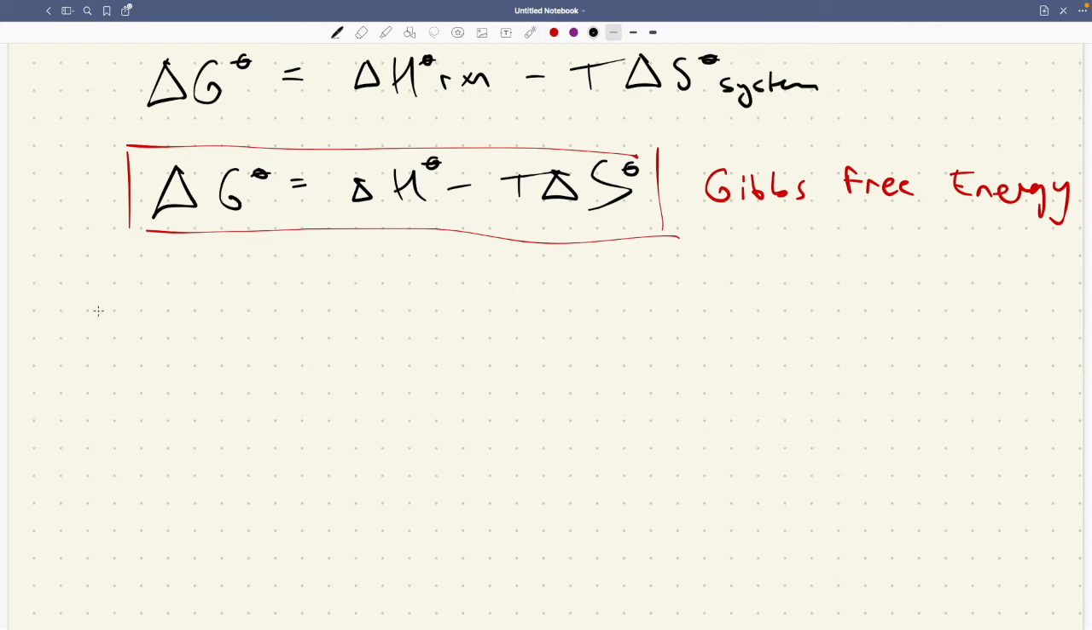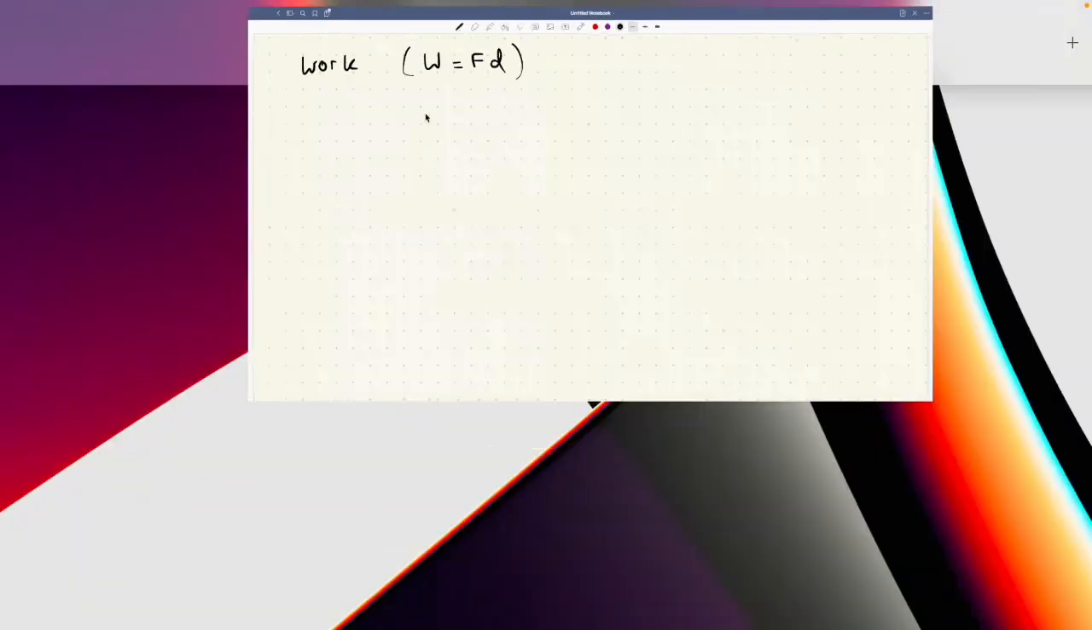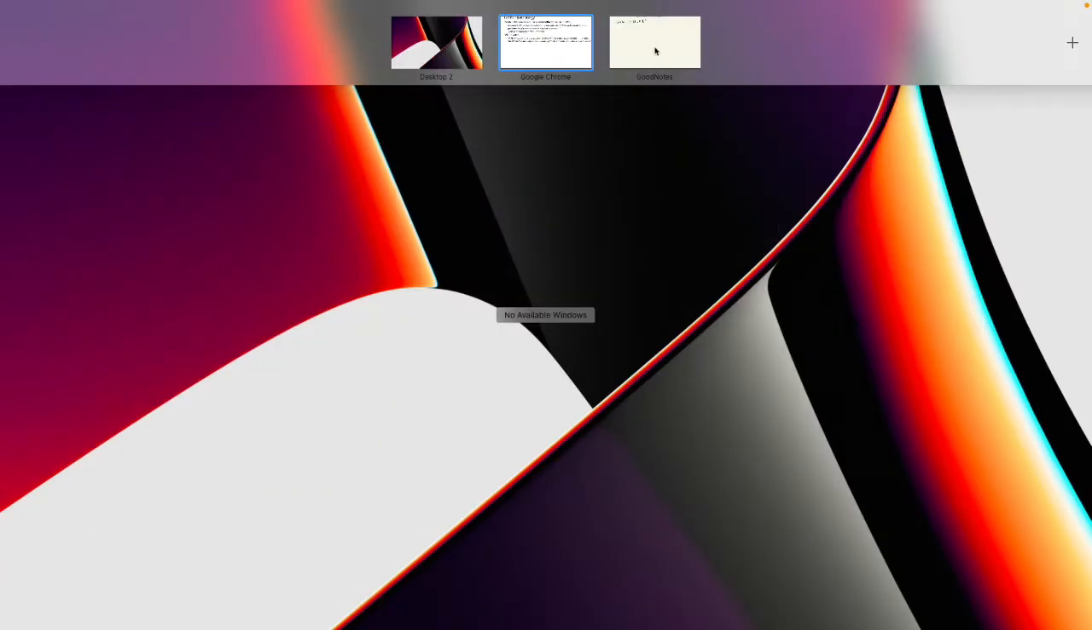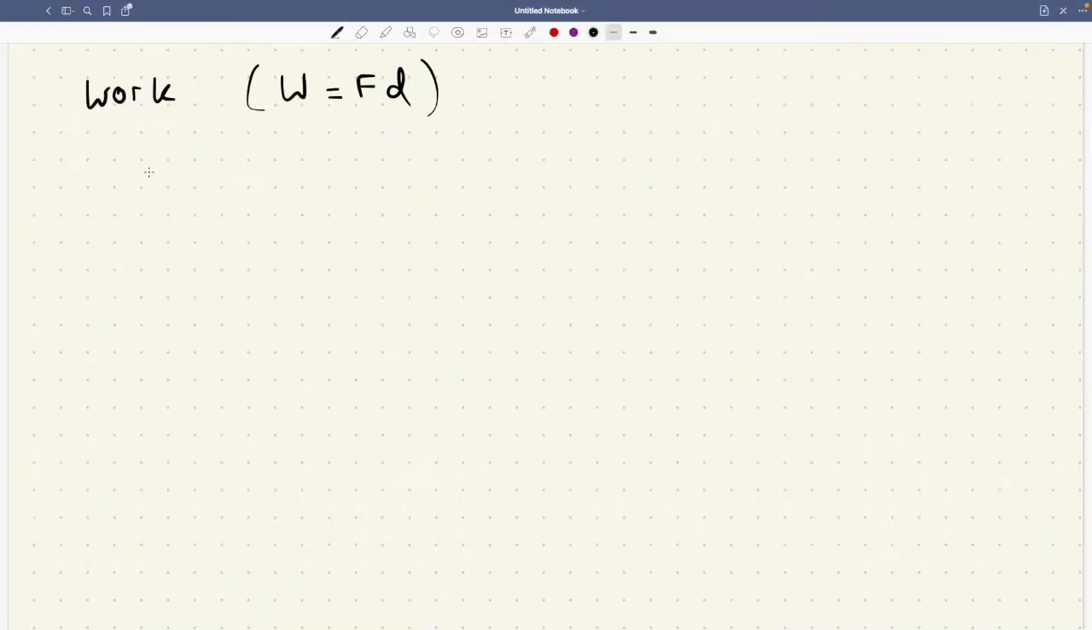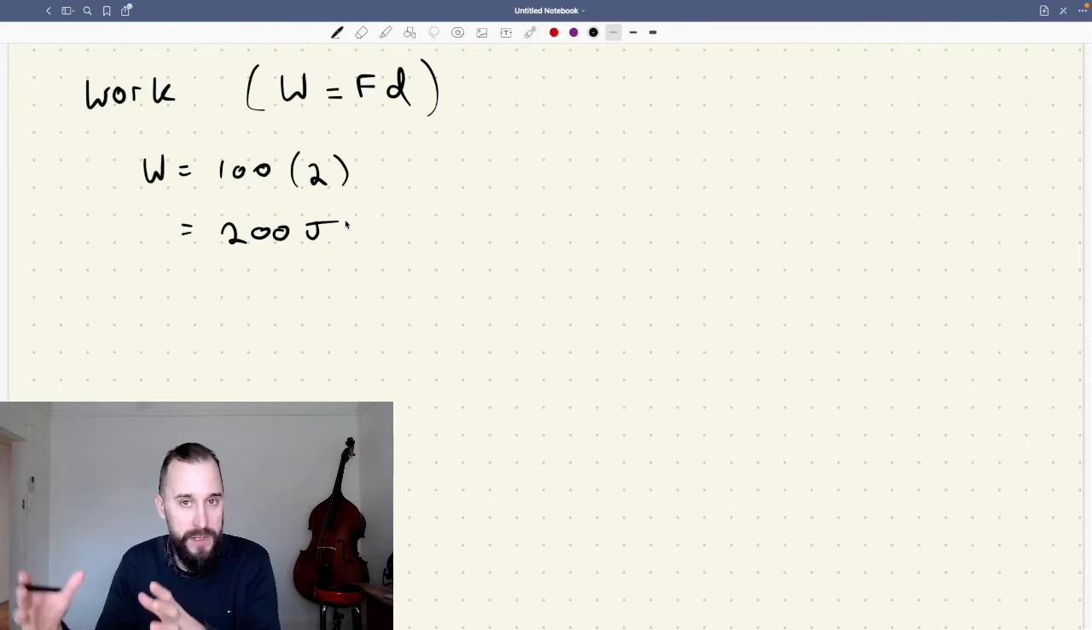All right, so we can define work as force multiplied by distance, where when a force acts upon an object whilst it is moving, work is done on that object. So let's consider if we have an instance where I'm applying 100 newtons of force and I'm moving something, displacing it, say 2 meters. You could say I've done 200 joules of work in this situation, done something useful. I've moved it 2 meters.